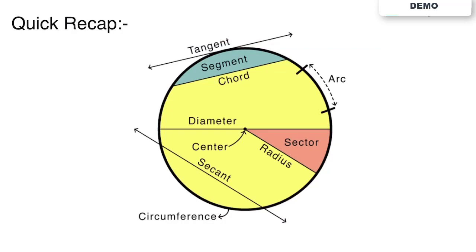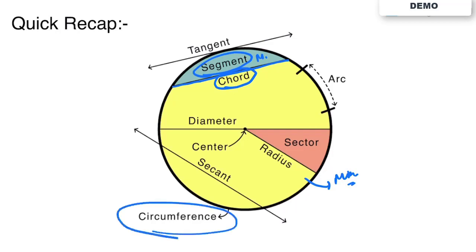So basically I have told you that this is the segment. Whenever a chord is there, the arc and the chord make a segment. It is minor and this one is the major segment. Now the periphery of the circle is known as circumference. Any line that intersects the circle is known as a secant.